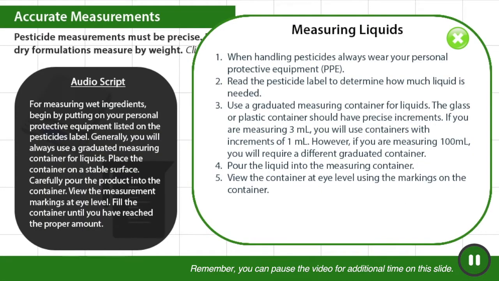For measuring wet ingredients, begin by putting on your personal protective equipment listed on the pesticide label. Generally, you will always use a graduated measuring container for liquids. Place the container on a stable surface. Carefully pour the product into the container. View the measurement markings at eye level. Fill the container until you have reached the proper amount.